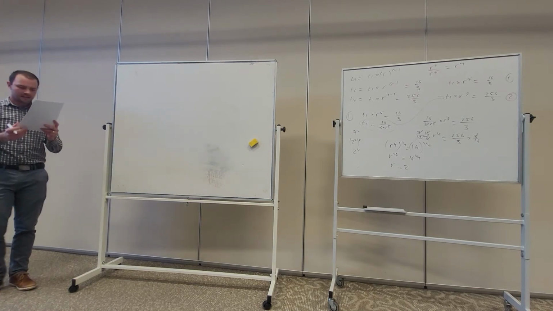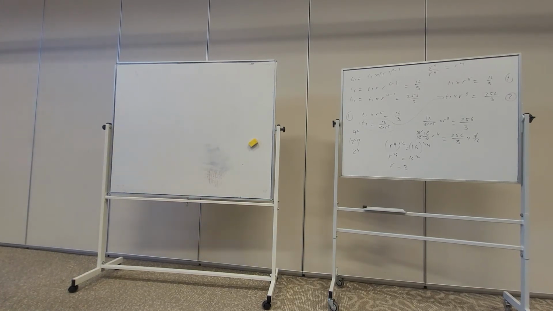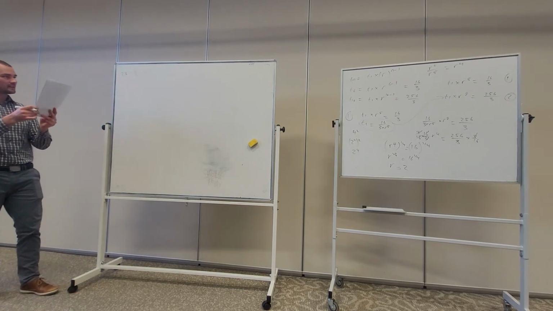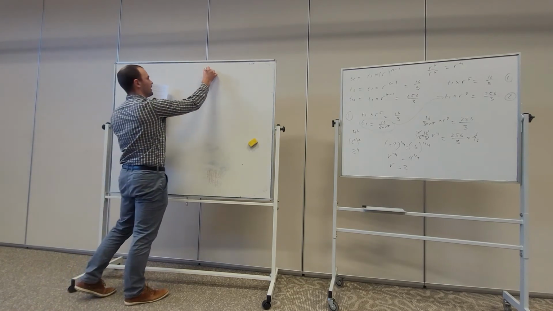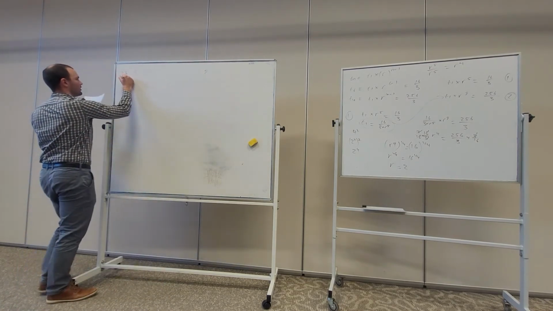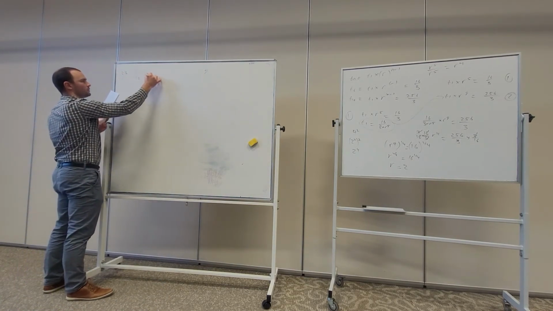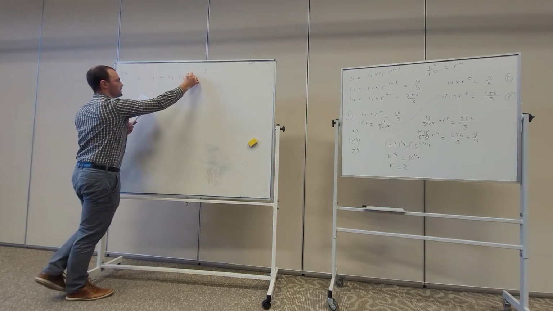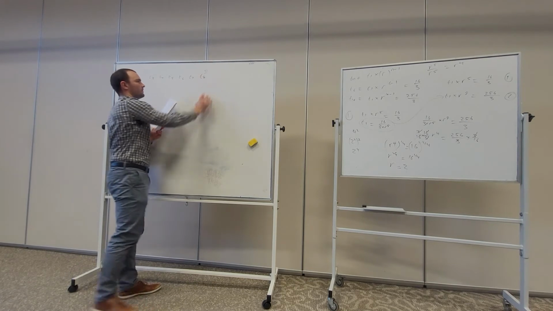Okay, 6. Insert 6 numbers between 23 and 9 so that all 8 numbers are in arithmetic sequence. So we've got 23 and 9. So like this is term 1, and then we're going to have term 2, term 3, term 4, term 5, term 6, term 7, and then here's going to be term 8.